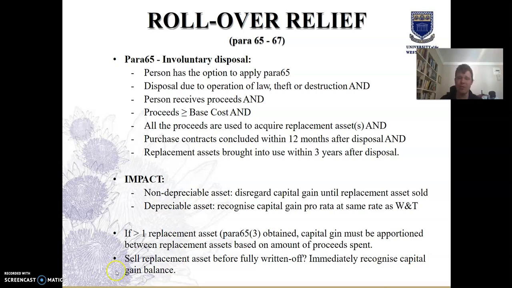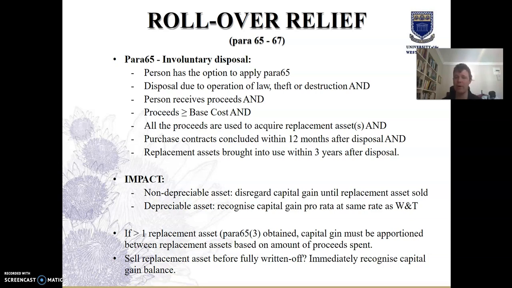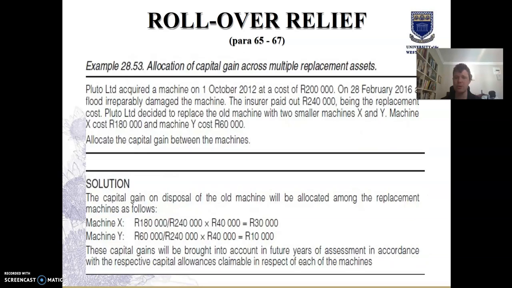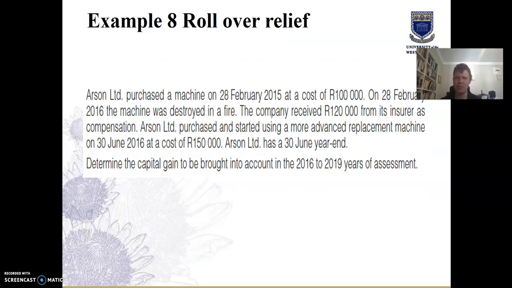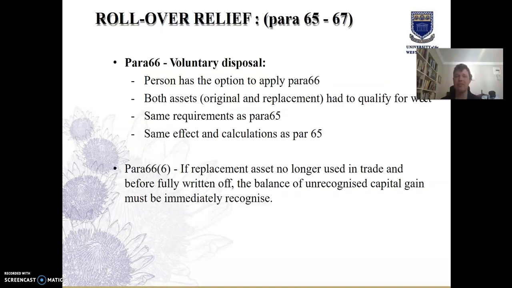And if you sell the replacement asset before it's fully written off, you recognize whatever is left of the gain straight away, just as you would whatever's left of the deferred recoupment. So it works in pretty much an exact way. There is an example. Okay, this is an example about allocation of gain across multiple replacement assets. So like we said, if there's more than one replacement asset, the gain must be apportioned between them. I then give you an example of rollover relief where an asset was destroyed in a fire. Okay, I think that's quite nice and straightforward. It comes from the textbook. Good. 65B you can ignore.